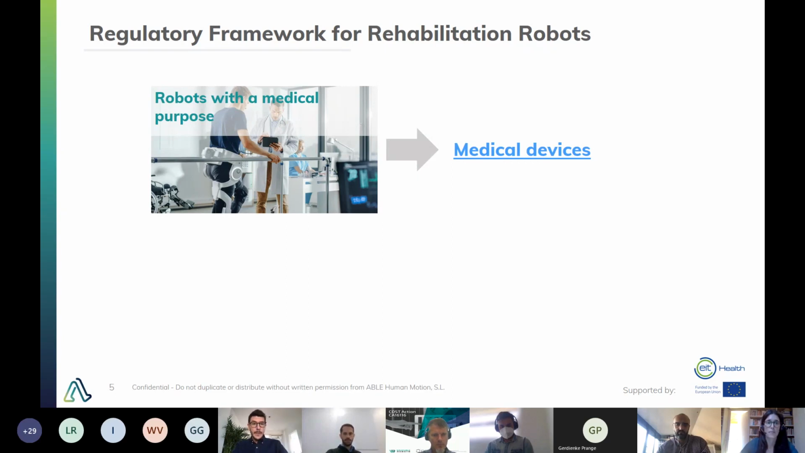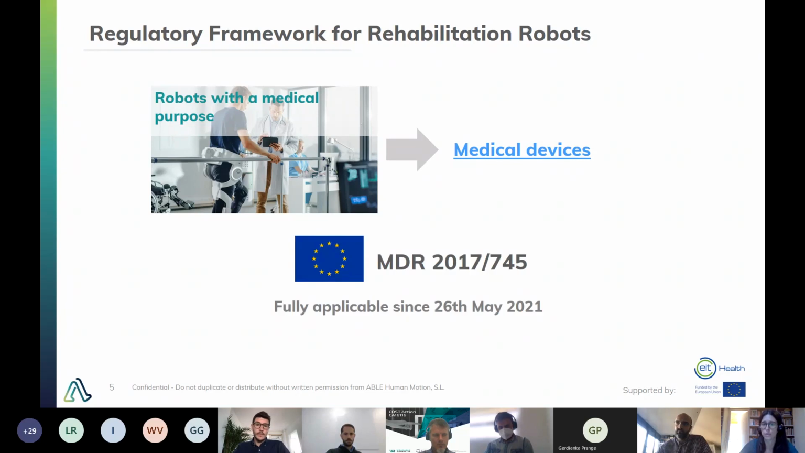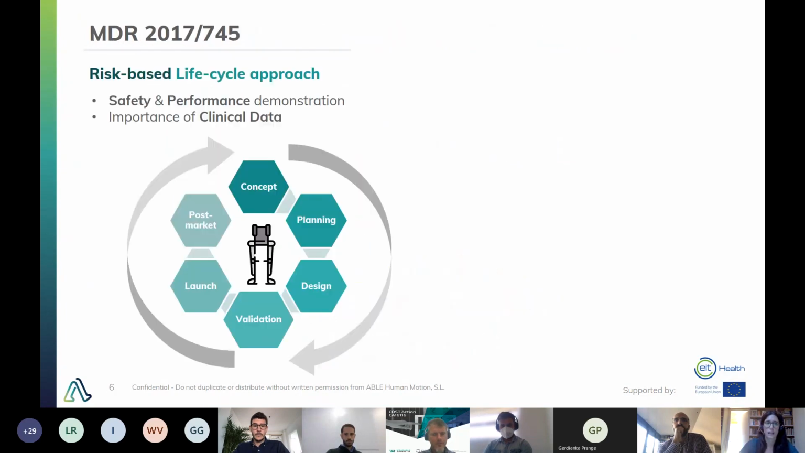So first, it's important to have in mind that every robot with a medical purpose fits into the definition of a medical device, and so it needs to be compliant with this newly released regulation, which became fully applicable this past month of May. And with its application, the directives that were before in place are no longer applicable. But what's the MDR and which are the main points of the regulation?